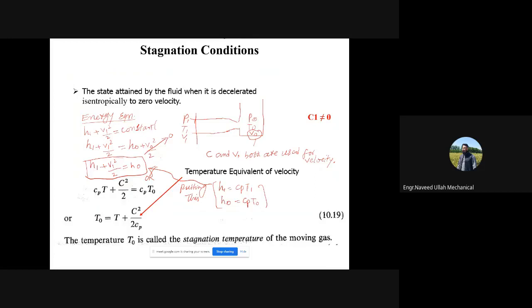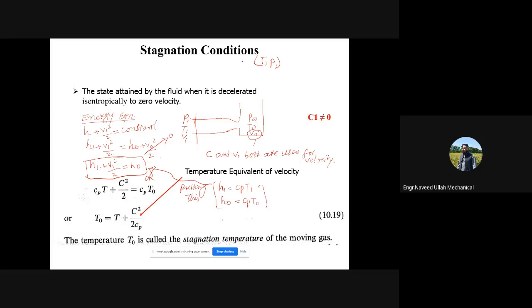Okay, now discussing these things, let us look at the stagnation conditions. What are stagnation conditions? By condition here we mean states, and the states we are talking about are the state variables, mostly temperature and pressure, and even velocity, etc. You can take specific volume also.